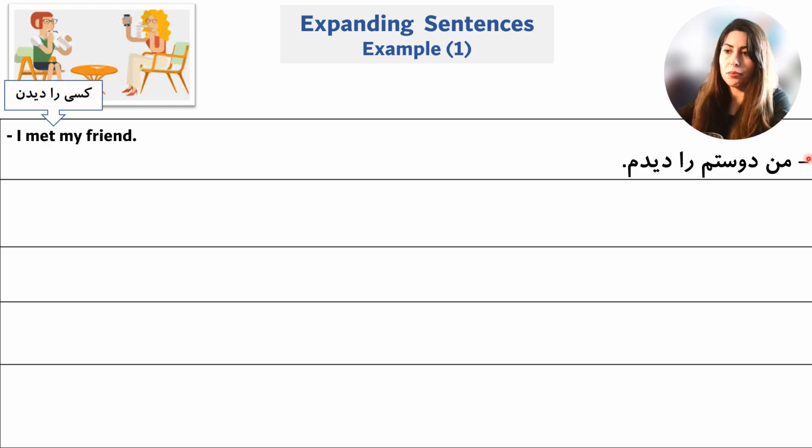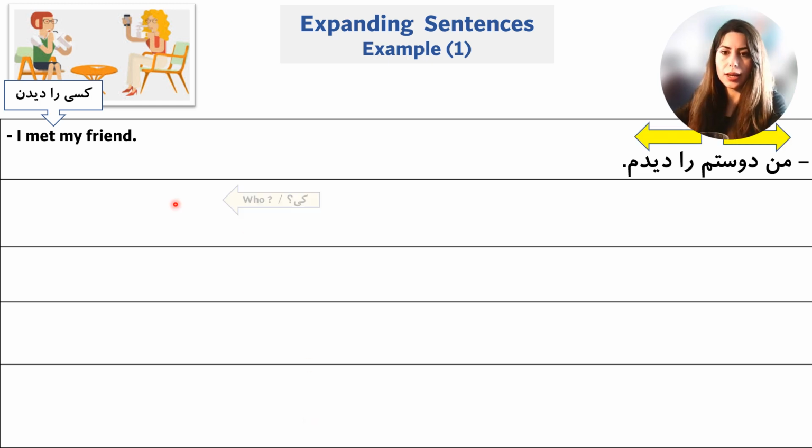And then remember, من دوستم را دیدم. It will trigger را because the direct object has the possessive suffix. Now, this sentence, من دوستم را دیدم, is very short, it's simple, it's not interesting, it's kind of boring. So let's see how we can expand it further. The first thing that we can do is ask the question کی.